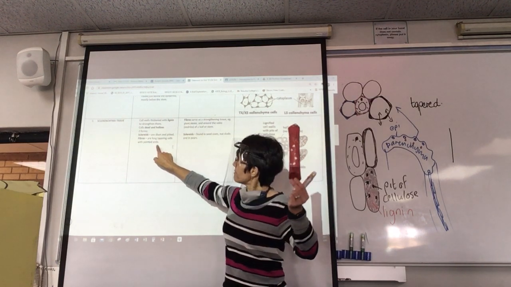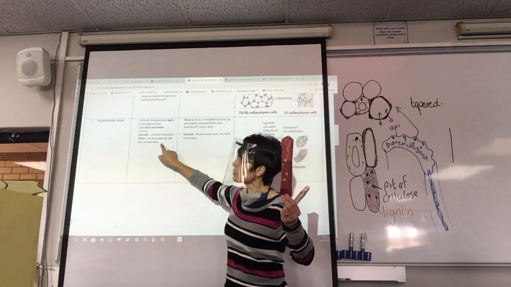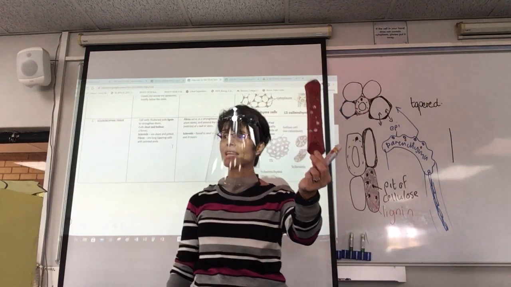Now, I haven't explained the fibers. They're long tapering cells with pointed ends. So what I'm holding are sclerenchyma fibers.